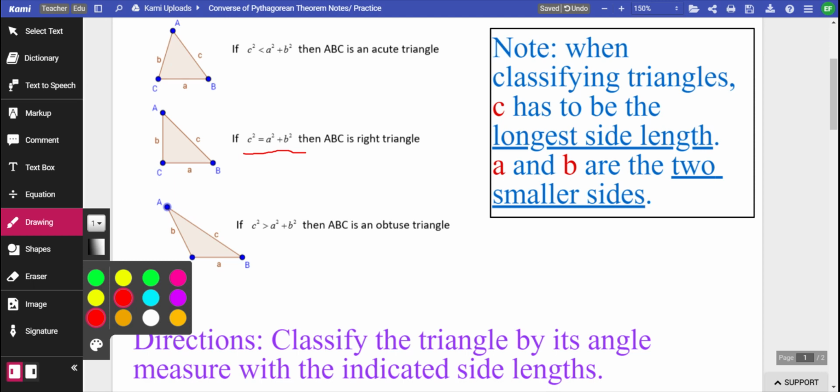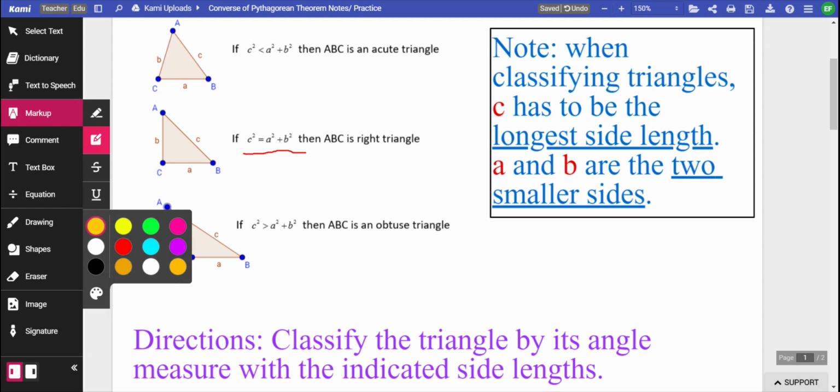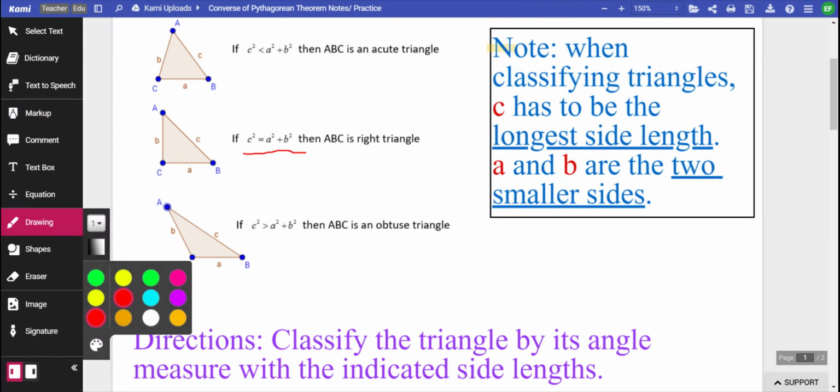acute, obtuse, or right. So something to note specifically is that when we are classifying triangles, c has to be the longest side length. a and b are going to be the two smaller side lengths. So please be careful as you go through these problems. The side lengths will not necessarily be given to you in order, so you need to make sure that whenever you're using the formulas, the longest side length is your c.